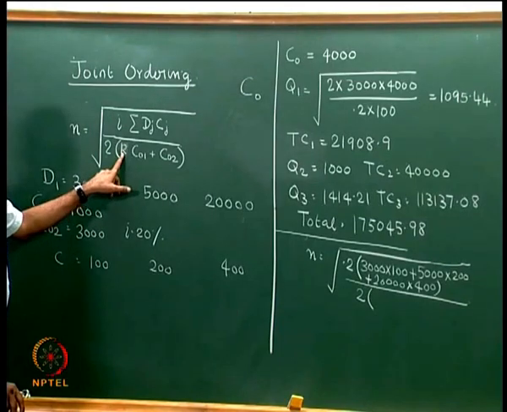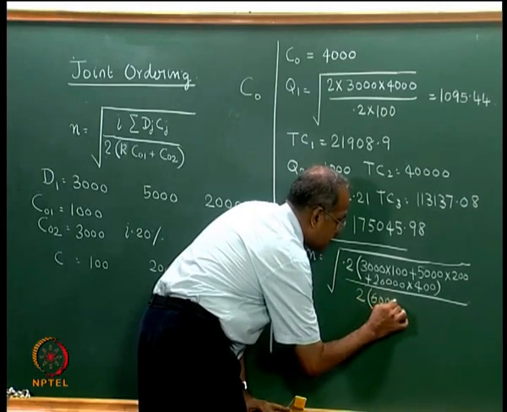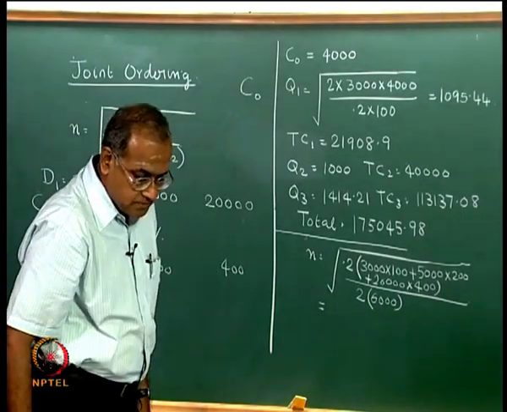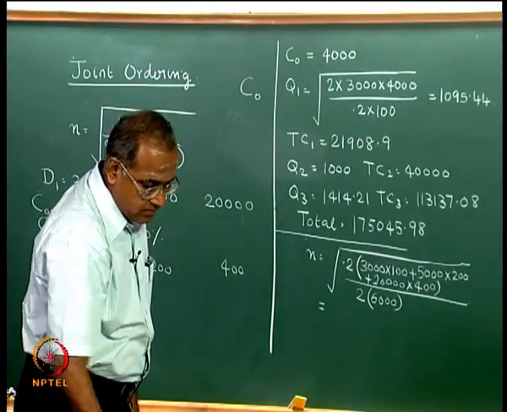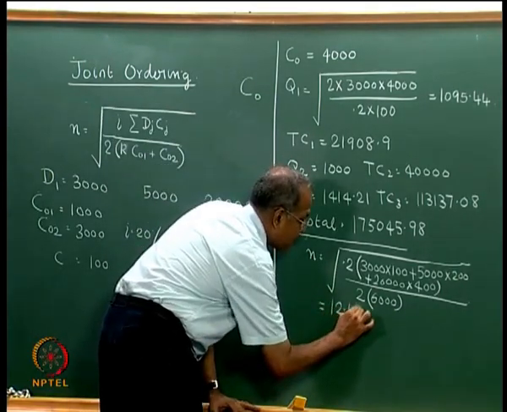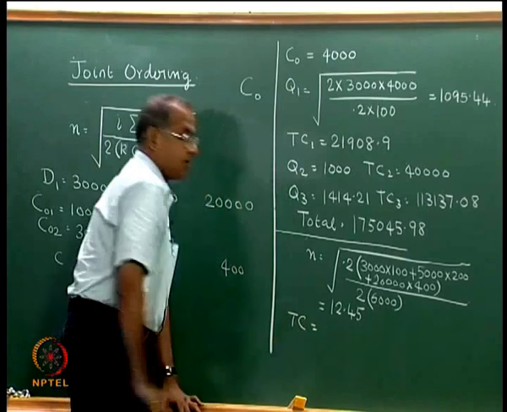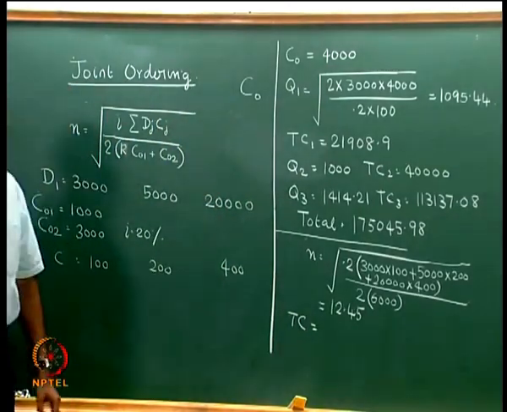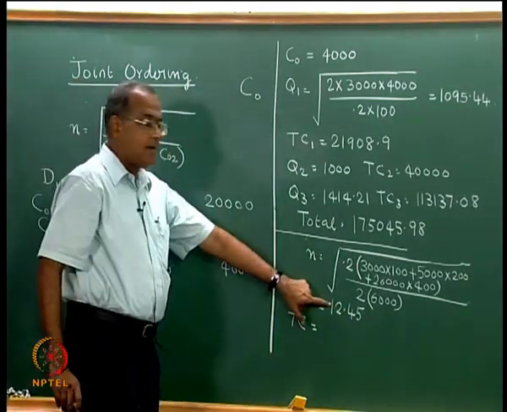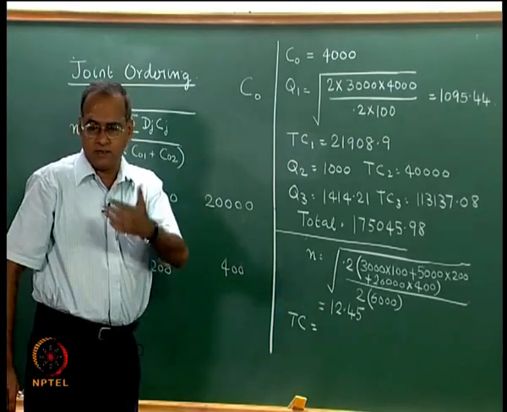3 into C01, which is 3 into 1000, 3000, plus another 3000, so 6000. This on computation would give us n equal to 12.45. And for each of these items, for n equal to 12.45, we can actually calculate the individual order cost and carrying cost, and then the total cost.